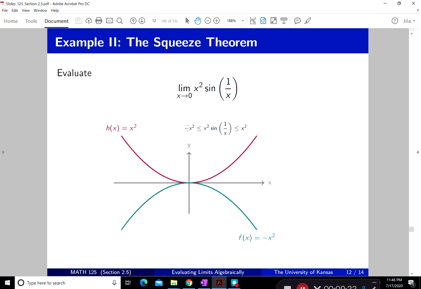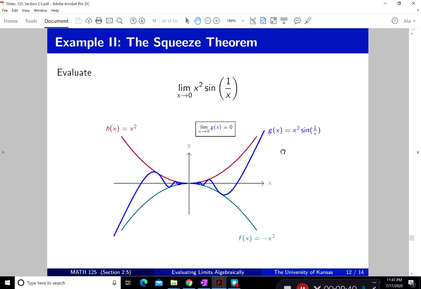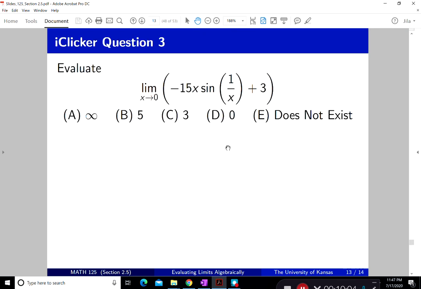Therefore, since the two outer functions have a limit, then this one has to have a limit, and that limit has to be equal to the limit of the two outer ones as x approaches 0. So this is how you show with the squeeze theorem that this function has a limit equal to 0 as x approaches 0.